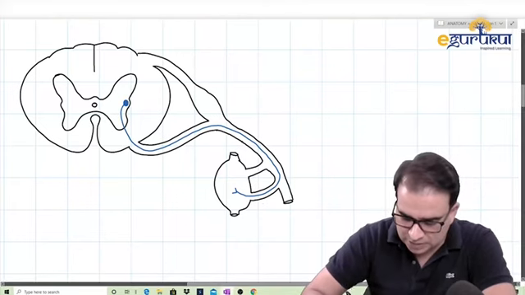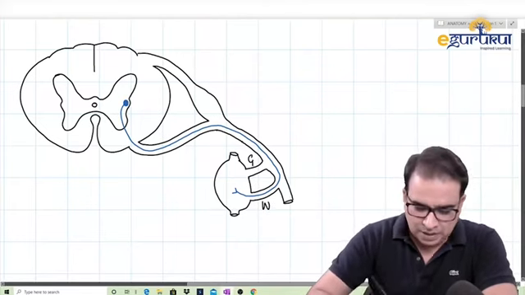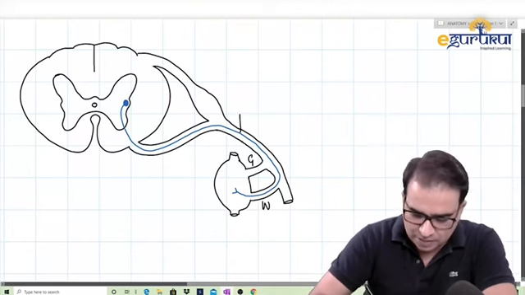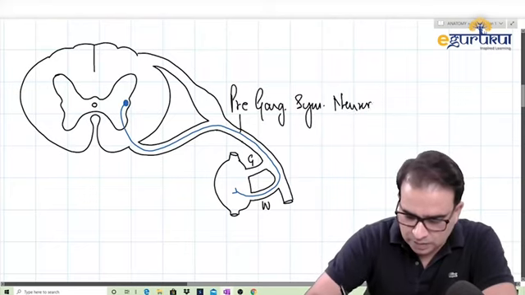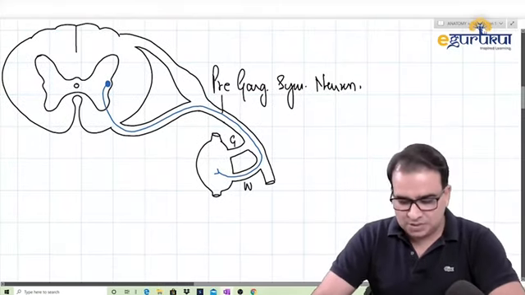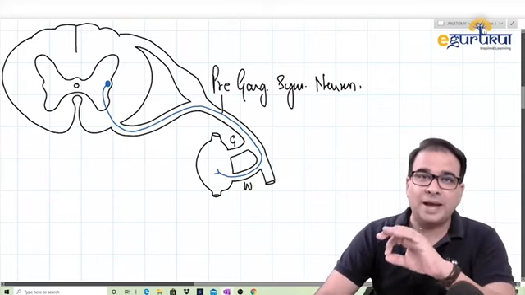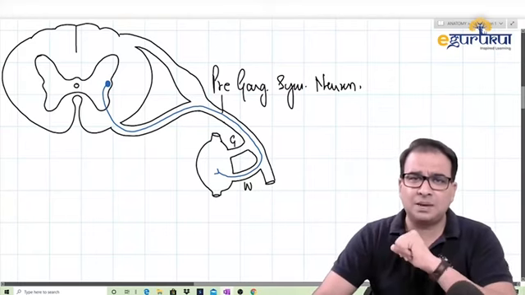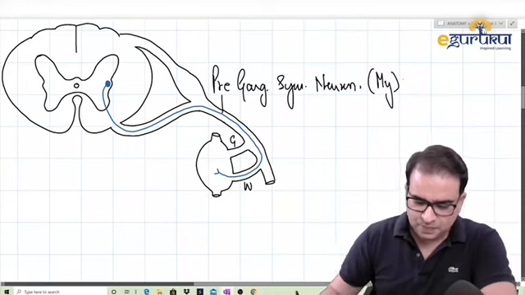Let me just write in short here. This is W, that is white Ramus, and this is G, that is gray Ramus communicans. So what you're looking at here is the preganglionic sympathetic neuron which is coming and relaying into this sympathetic chain, through the distal connection, that is through the white Ramus communicans. That means they're myelinated here. These are all myelinated. I'm just writing MY for myelinated.